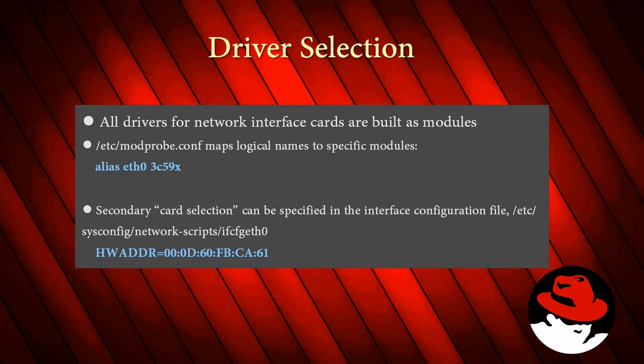The configuration file for modprobe that maps logical names to specific modules could be done with aliases. The alias eth0 and the file directory name could be used. The secondary card selection can be specified in the interface configuration file, which is located in /etc/sysconfig/network-scripts. In ifcfg-eth0, here we can create a variable for the IP address. Here the 000D, this is the format of IP version 6. We can define it in the variables.